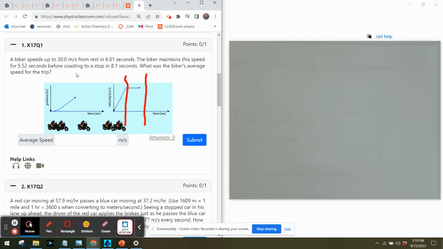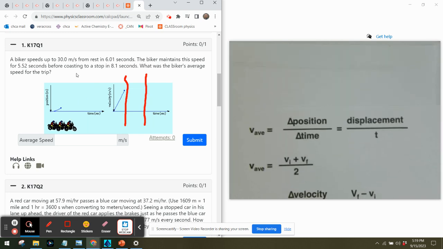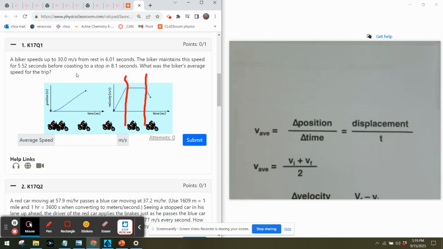Well, if we go back to our equations, what we would want to be looking at here is velocity average is equal to change in position divided by change in time, which is displacement over change in time. So in order to find his average speed, we need to find his average displacement, or hers, and the time that it took.